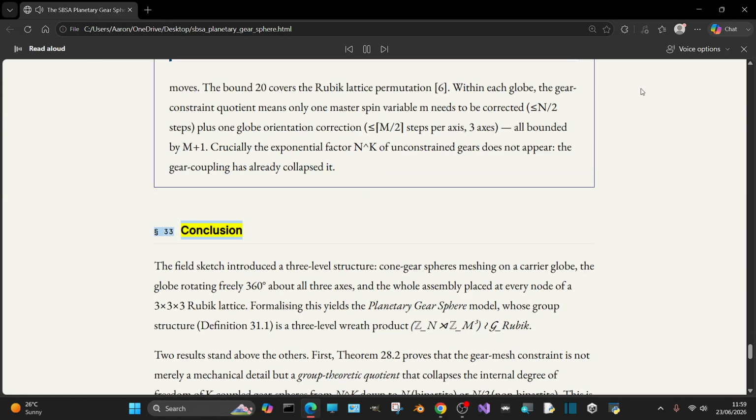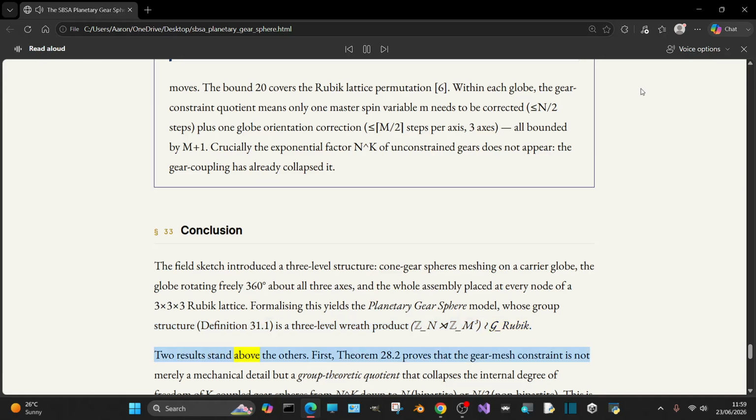Section 33, Conclusion. The field sketch introduced a 3-level structure: cone gear spheres meshing on a carrier globe, the globe rotating freely 360 degrees about all 3 axes, and the whole assembly placed at every node of a 3x3x3 Rubik lattice. Formalizing this yields the planetary gear sphere model, whose group structure, definition 31.1, is a 3-level wreath product, Z_n right semidirect product SO(3)^m, semidirect product Rubik.